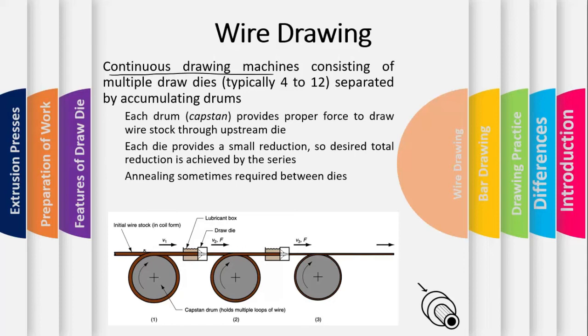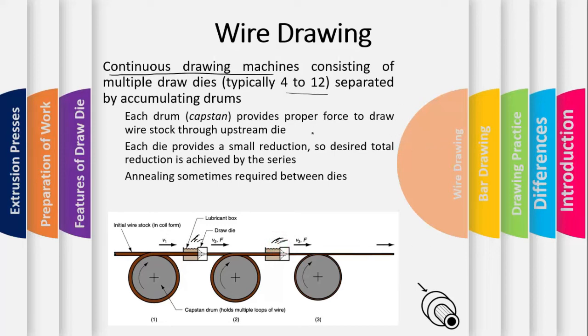A single wire passes to the first die, then it passes to the second die, and so on and so forth. So we progressively reduce the diameter of the wire, because in the case of wire drawing we have to achieve a very small diameter. We don't do it all at once. We do it progressively, passing through the first die, then the second die, based on our requirement. We have multiple draw dies, typically ranging from 4 to up to 12.